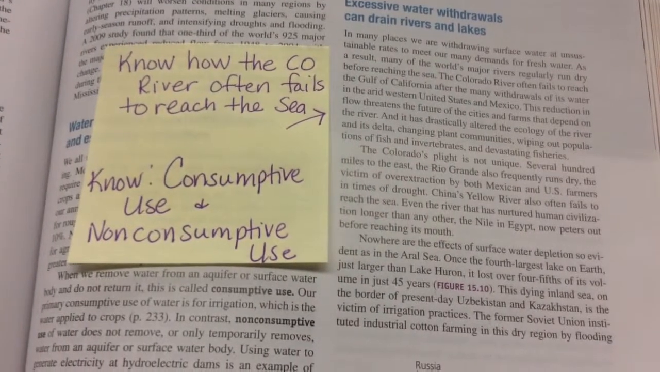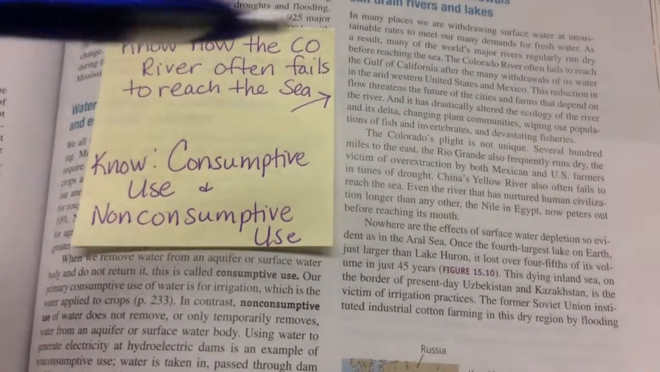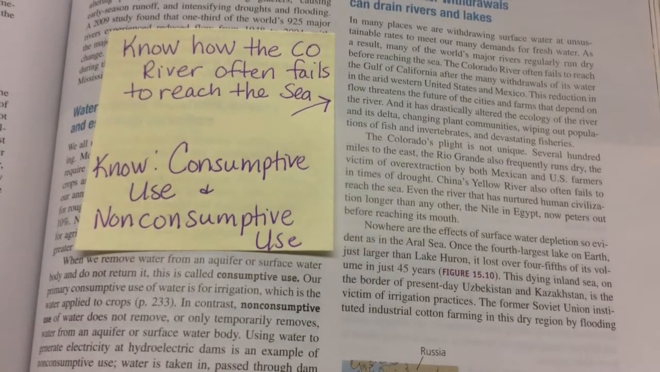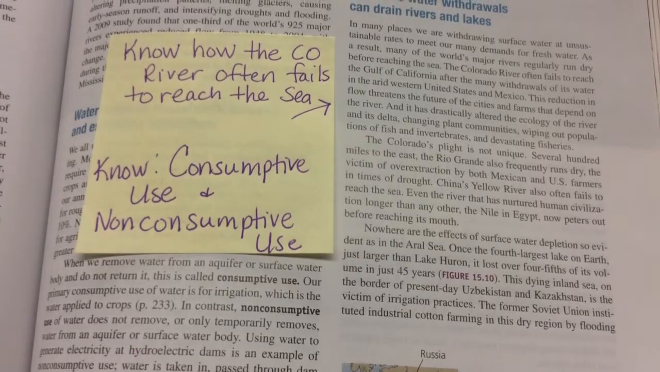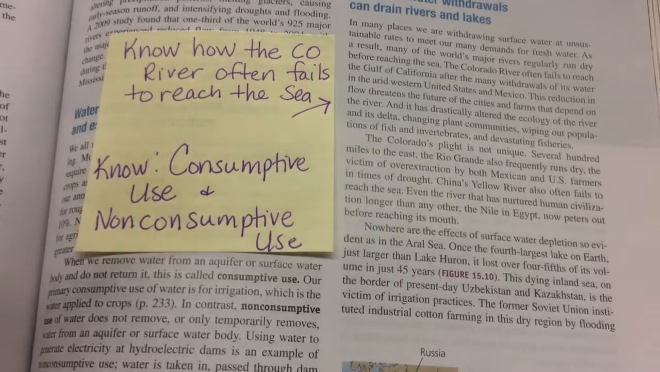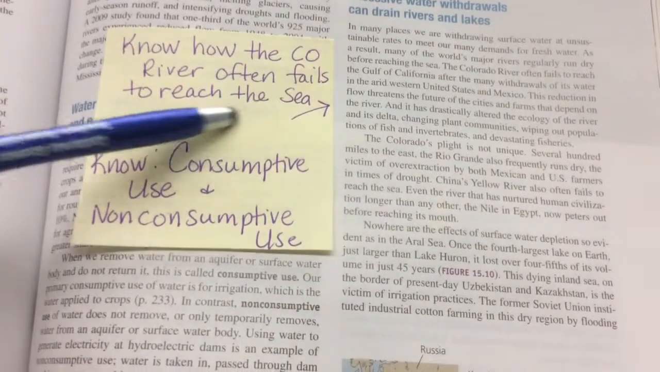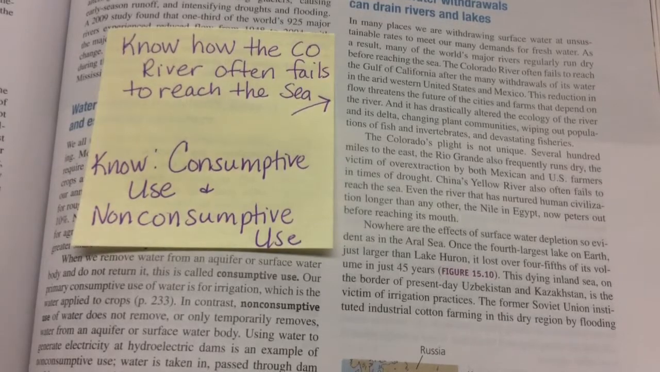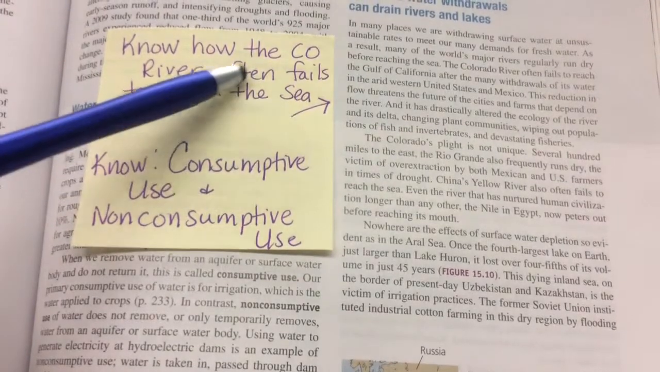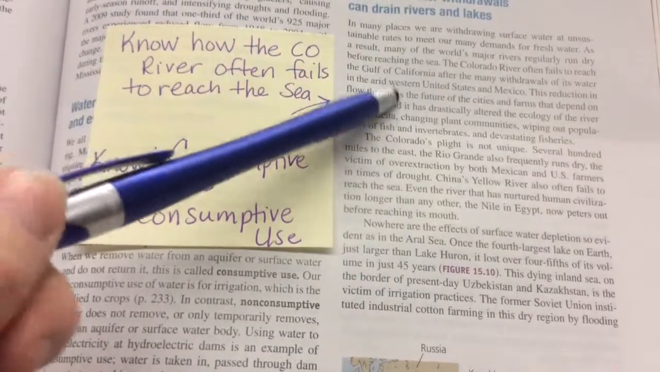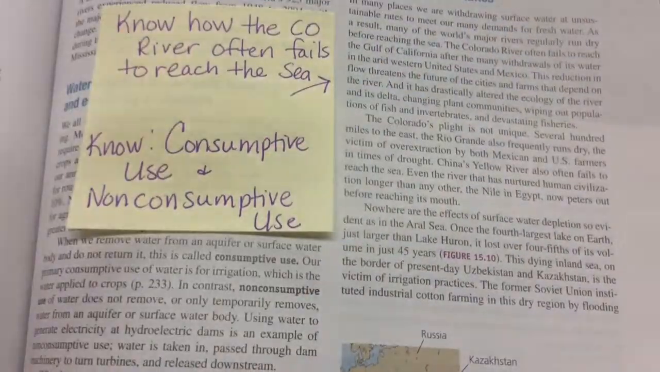Okay, page 397. On this page, we have a paragraph about how the Colorado River fails to reach the ocean in the Sea of Cortez, right between Baja California and mainland Mexico. And so this reduction in flow, so much is diverted to cities and agriculture in California and in Arizona and Colorado, etc., that it fails to reach the ocean, and the problems that it causes. So make sure you read and understand this.